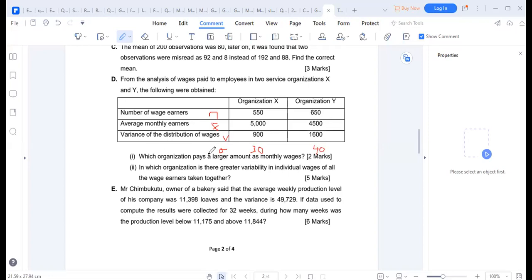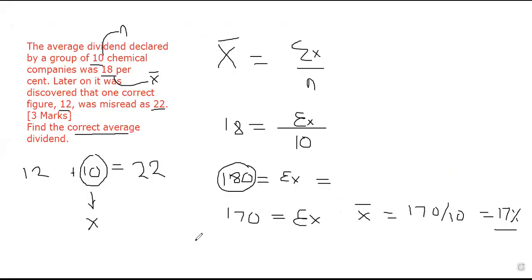So for 2 marks, which of the two organizations pays a higher monthly wage? So I'll calculate for machine 1, which of the two companies pays a higher monthly wage. So to answer this, we'll go back to our formula that we just used.